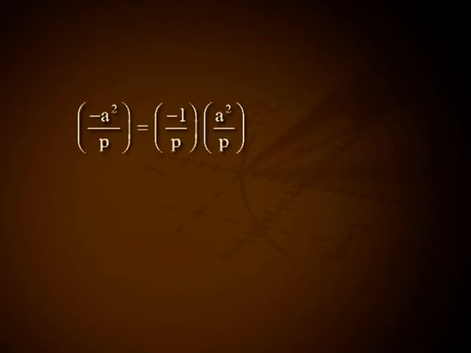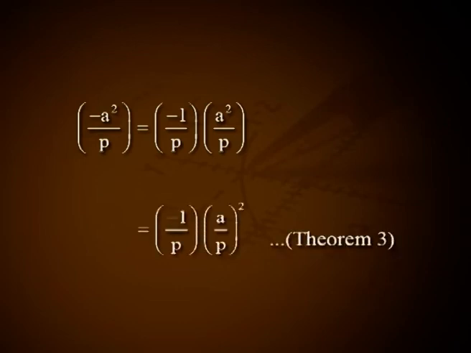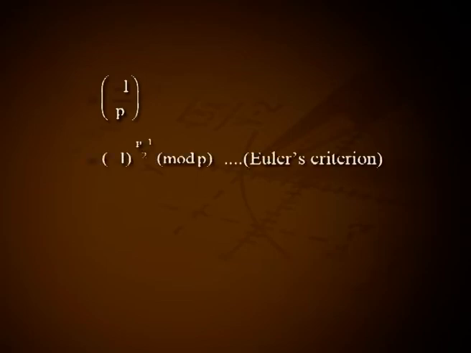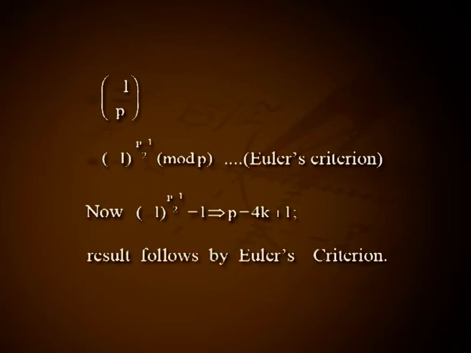For (-a²/p) = (-1/p)(a²/p), which is equal to (-1/p)(a/p)² by theorem 3, which is equal to (-1/p), congruent to (-1)^((p-1)/2) mod p by Euler's criterion. Now, (-1)^((p-1)/2) = 1 implies p = 4k+1. The result follows by Euler's criterion.